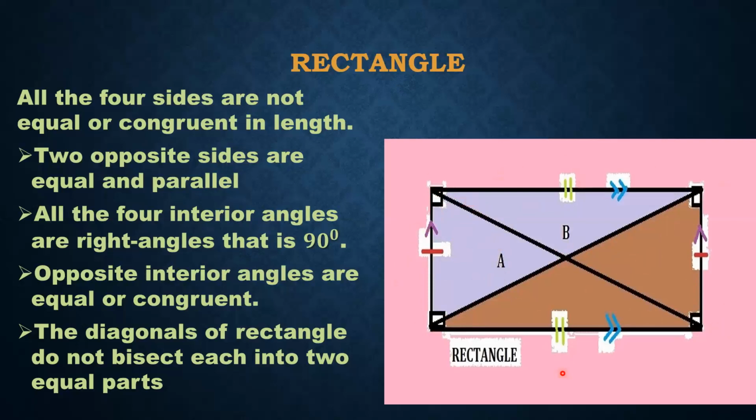It has two opposite sides equal. That is why the vertical lines are the same and the horizontal lines are the same, but all the sides, or all the lines, are not the same.